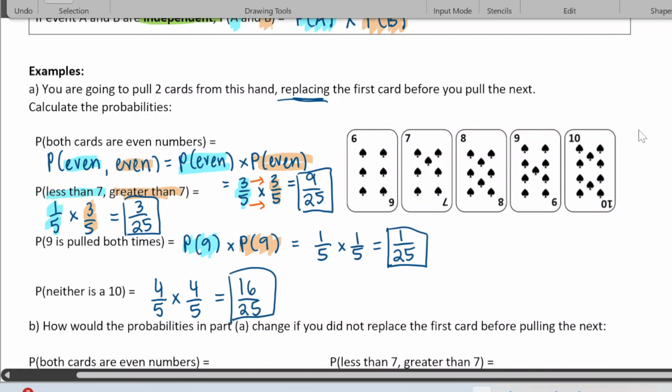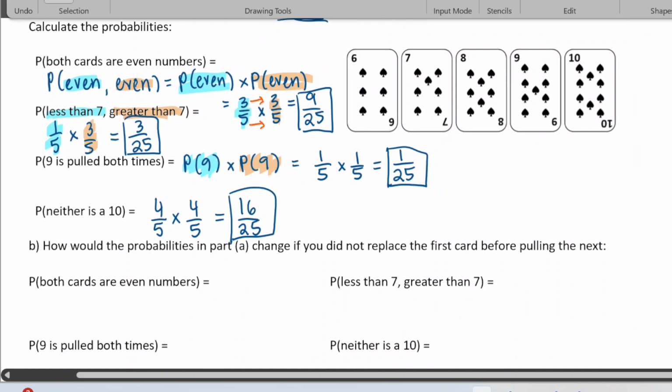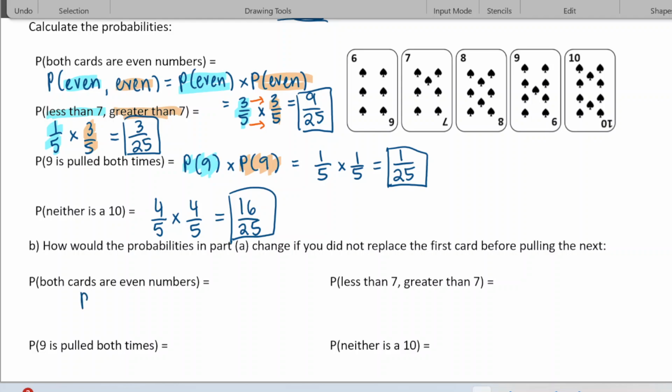Okay. Now, let's look at how these would change if we did not replace the first card before pulling the next. So these aren't independent events, but we can still use multiplication as long as we change the percentages. Okay, so let's look at the first one. Probability we get even. So this time we're not replacing the first card, okay?